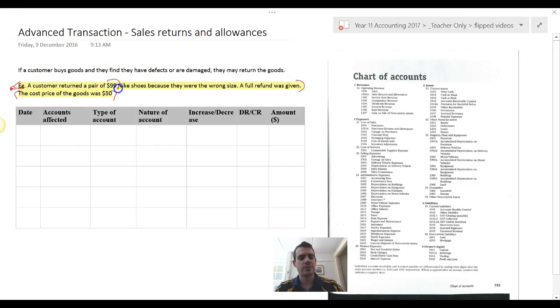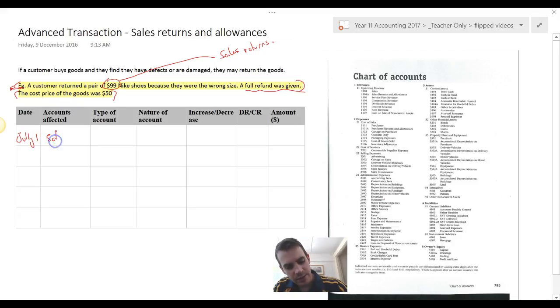Firstly, this sale price, $99, there's going to be a new account called sales returns. Cash at bank is also going to be affected because we returned this $99 to the customer. You can see here, a full refund was given, and there's going to be some GST implications there. So let's deal with that first part. The date, let's just use July 1.